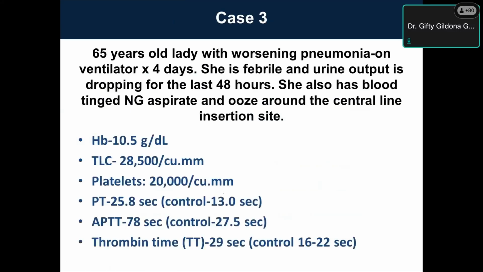Okay, right. So case 3, Dr. Dhaval. Can you run us through this case? Sir, 65-year-old woman with worsening pneumonia, and she is febrile, and urine output has also dropped, and the blood tinged aspirate around the central line. Total leukocyte count is increased, platelet count is decreased, PT, aPTT, and thrombin time are also increased. It looks like sepsis-induced DIC, sir.